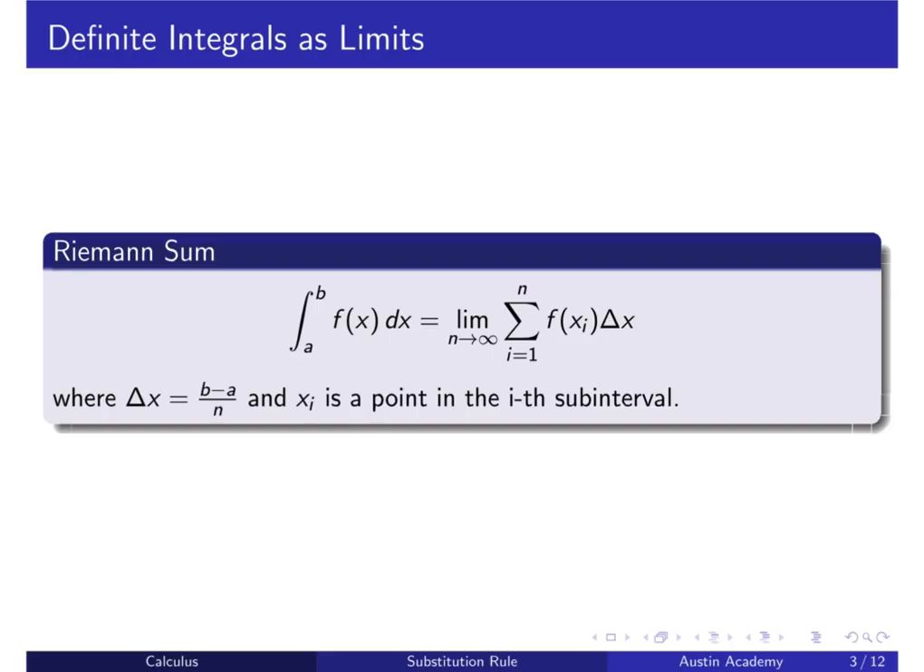Definite integrals as limits. We can also define definite integrals as the limit of a Riemann sum. We say, the integral from a to b of f of x dx equals the limit as n approaches infinity of the sum, from i equals 1 to n, of f of x sub i, times delta x. Where delta x is equal to b minus a, over n, and x sub i is a point in the ith subinterval.